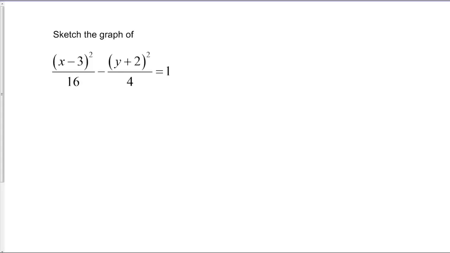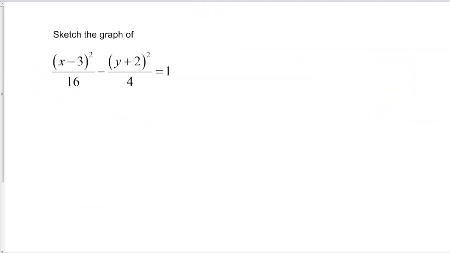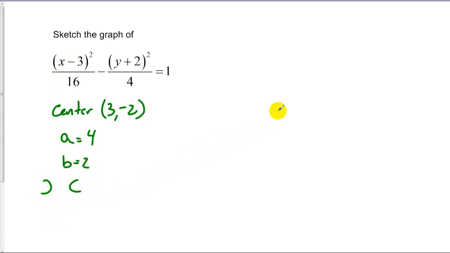So let's go ahead and sketch a quick graph. Actually, before we do that, let's go back and look at these pictures. We're going to later investigate how we get these asymptotes. And we'll go through that later in the lesson. So if I want to sketch this, I'm going to take and find the center, which is at (3, negative 2). a squared in these is always first, so I have an a equaling 4 and a b equaling 2. And I know since my x term is positive, this is going sideways.